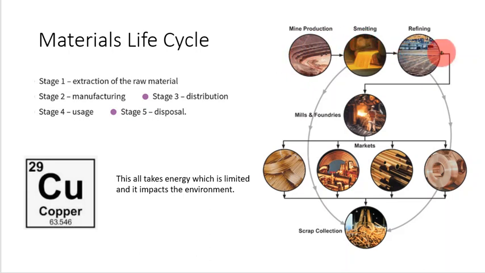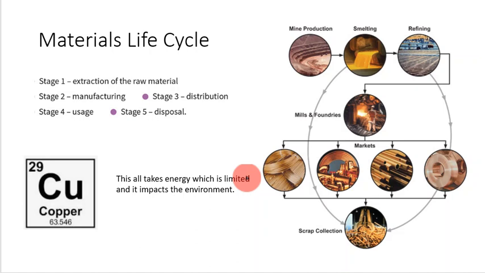So what you end up with is pure copper in the refining stage. Then you have mills and foundries, and basically what they do is they take this purified copper that's been extracted, and they move on to the next stage, which is manufacture. They're going to take that copper and manufacture useful materials that we can use.